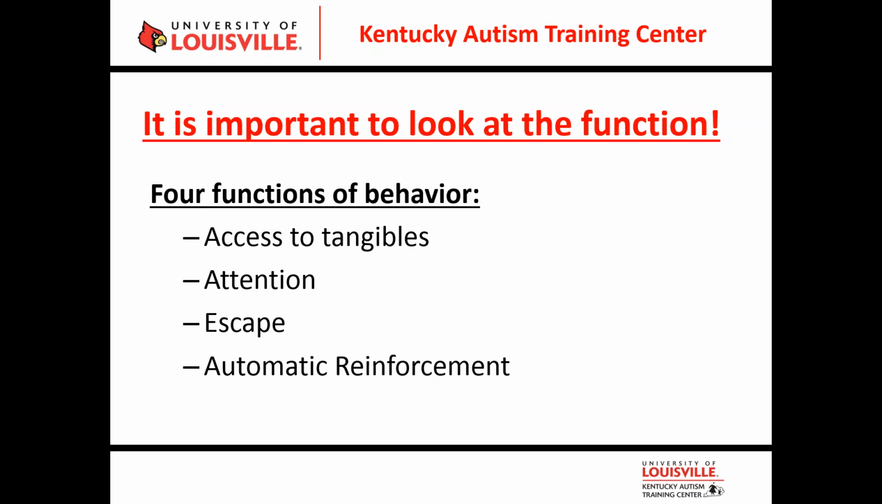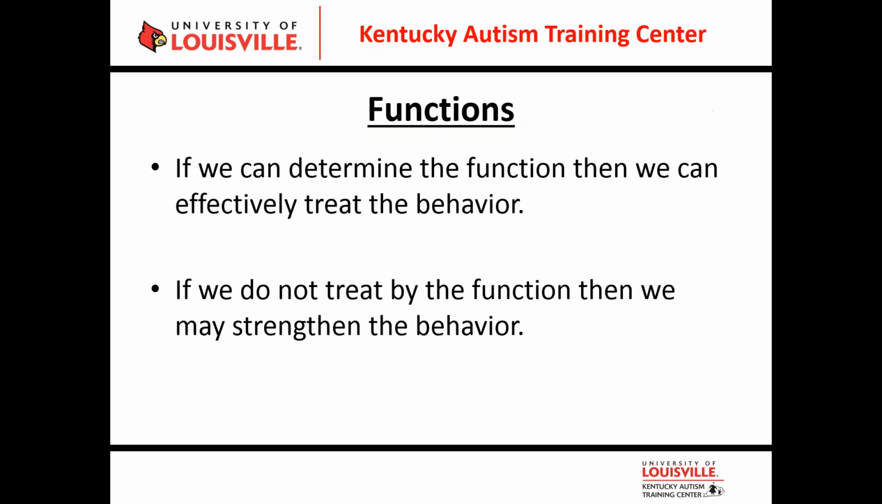If they want to escape, how can we teach them to ask for a break or 5 minutes, or teach them that at this moment we're going to do this first and then do that? Or if they're engaging in self-stimulatory behaviors, can we teach them that we can engage with this, but not at this moment or in this area, and teach them where it's appropriate? So it's very important with functional communication training that we analyze the function of the behavior, so we can put into place the appropriate communicative response.